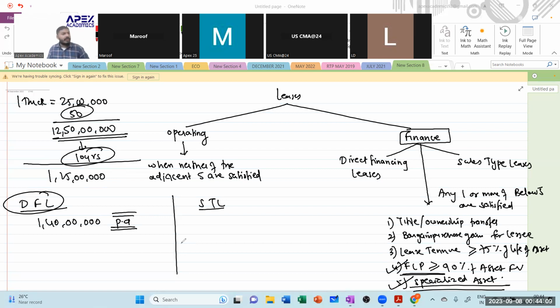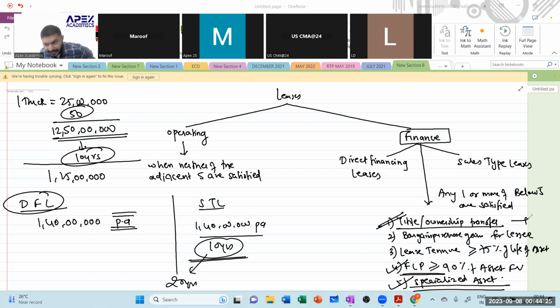I go to my friend Maruf and I say, I have the money to pay you. Maruf says, no problem. You pay me 1 crore 40 lakhs per annum. At the end of 10 years, these trucks have a 20-year life. At the end of 10 years, you can take these trucks. They are yours. So what is Maruf essentially doing? Transferring the title at the end of 10 years. So what is a sale type lease?